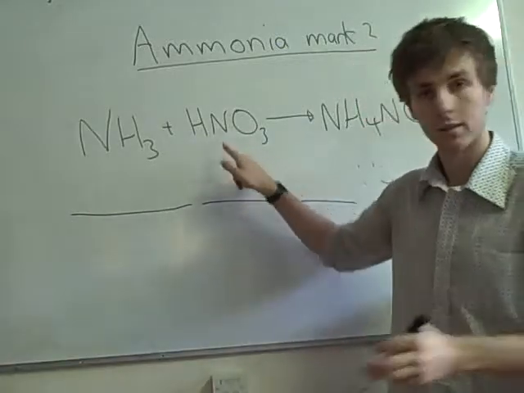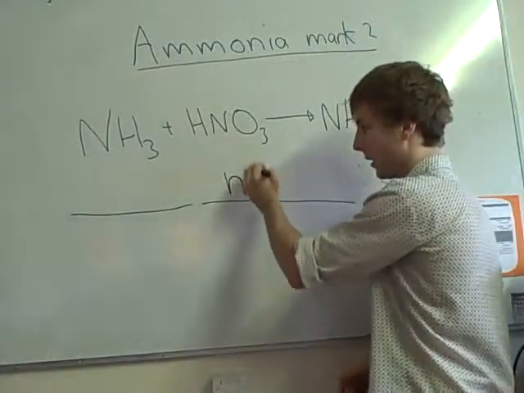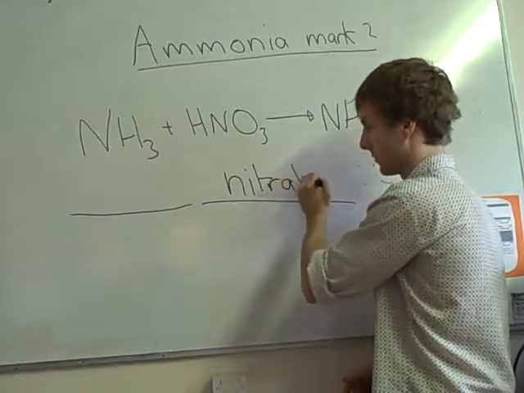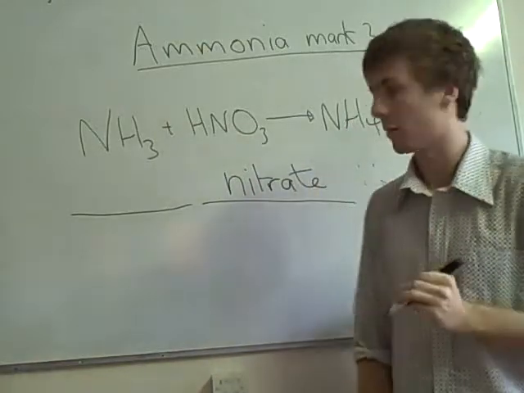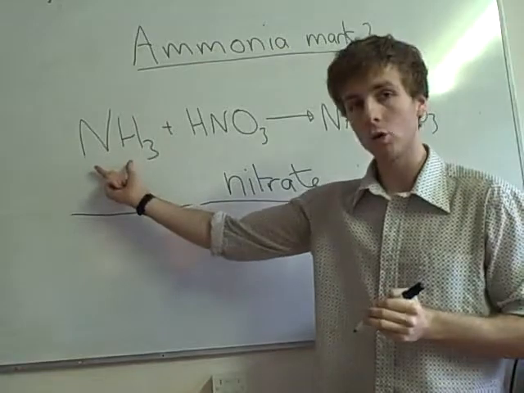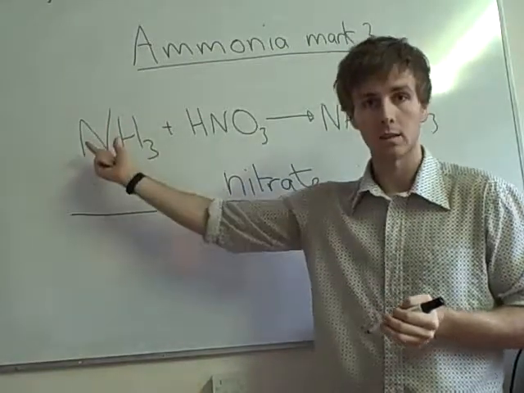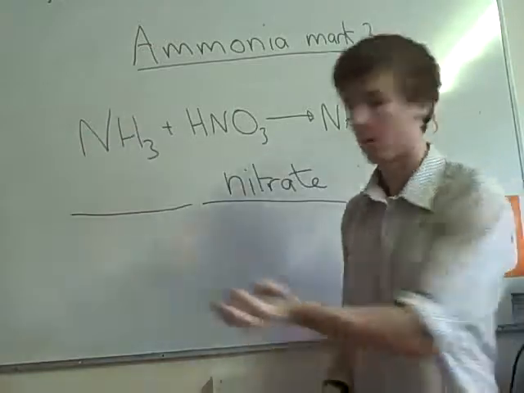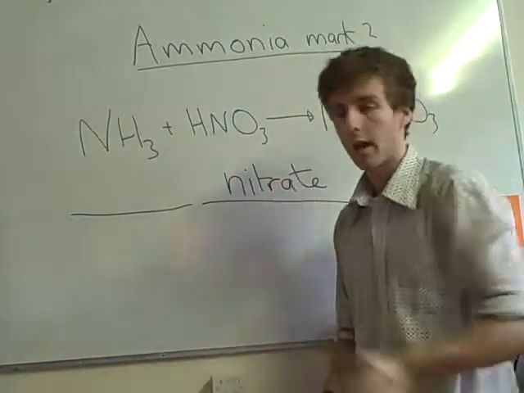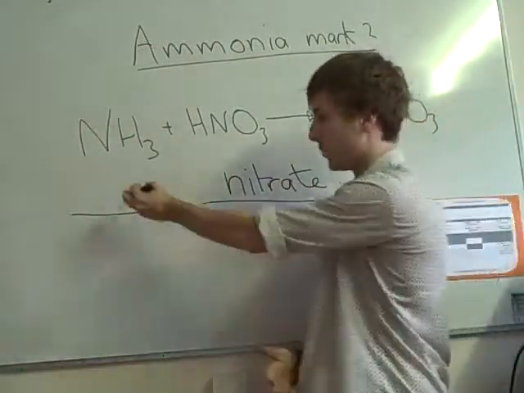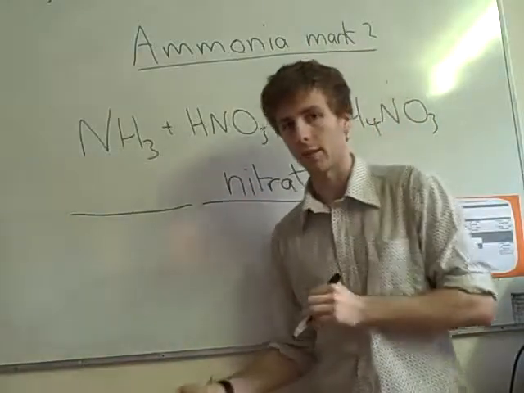So I've got nitric acid here, so I'm going to end up with a nitrate salt. That's the second part of its name. The first part would usually come from the metal if I'm reacting an acid with a base. So if I was reacting with potassium, it would be potassium nitrate. If I was reacting it with sodium, it would be sodium nitrate. I'm sure you get the idea.